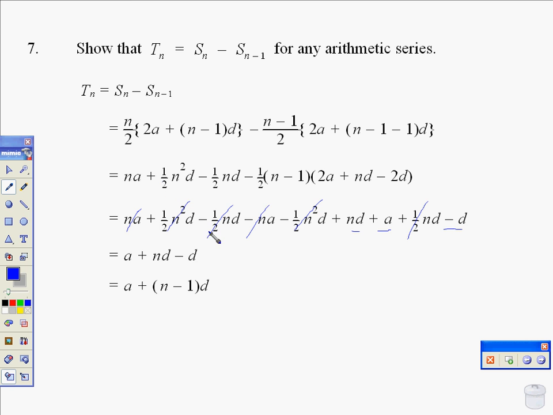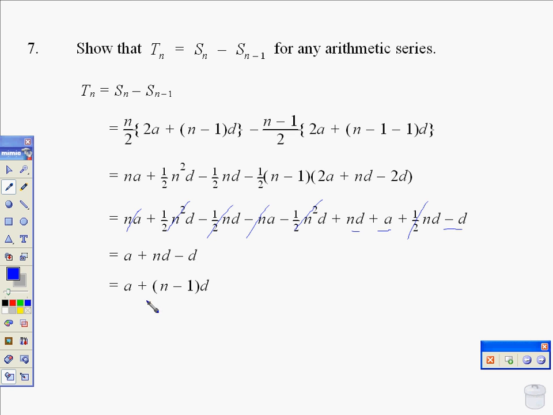And then once we've got to that point of expanding, what we want to do is start to collect like terms. So na cancels with an na. A half n squared d cancels with a half n squared d. And we see how all the cancellations go down until we come down to nd plus a minus d, which we can factorise the d out to give us a plus n minus 1 d. There's the proof of that formula for Tn via this method.